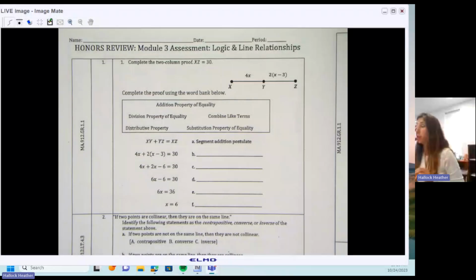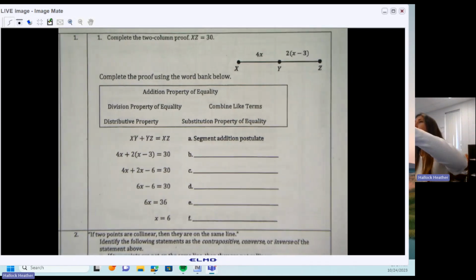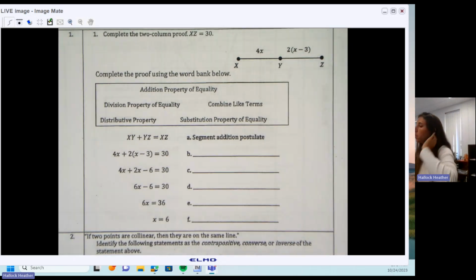So this is the chapter 3 test review. So we're going to go through these questions. To complete this 2-column proof, we are going to use our little picture that we have. We're going to use each option once.